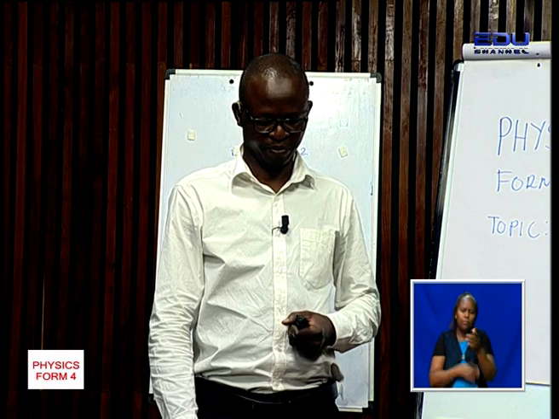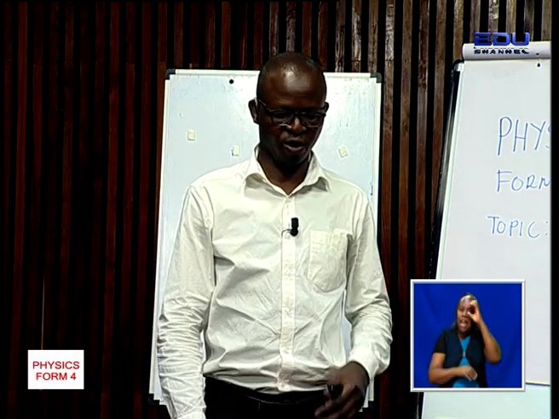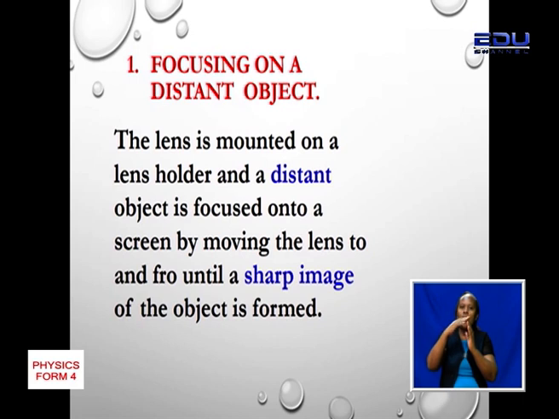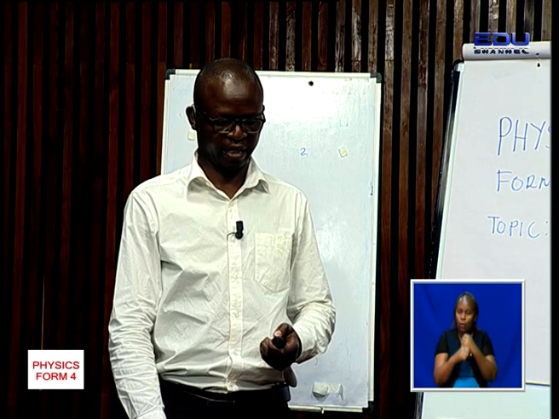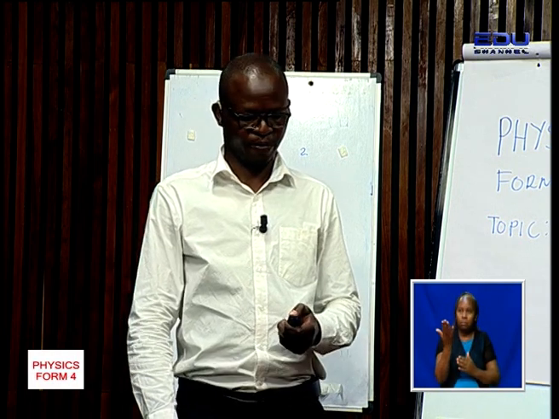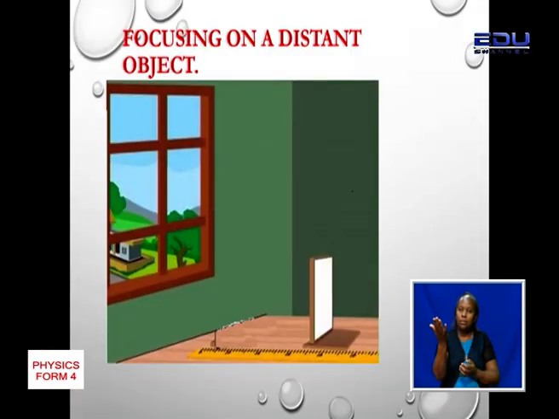So in this case, the lens is mounted on a lens holder, and a distant object is focused onto a sharp screen by moving the lens to and fro until a sharp image is formed. So we have a setup like that one. And you can see we have a setup such that there is a lens between a window, which is showing objects that are beyond, and a screen.